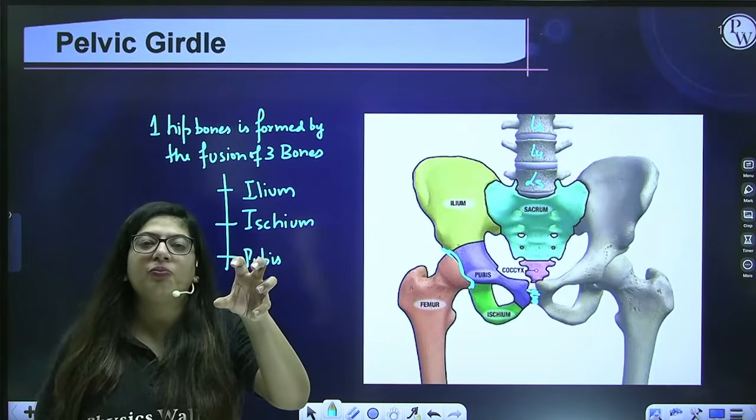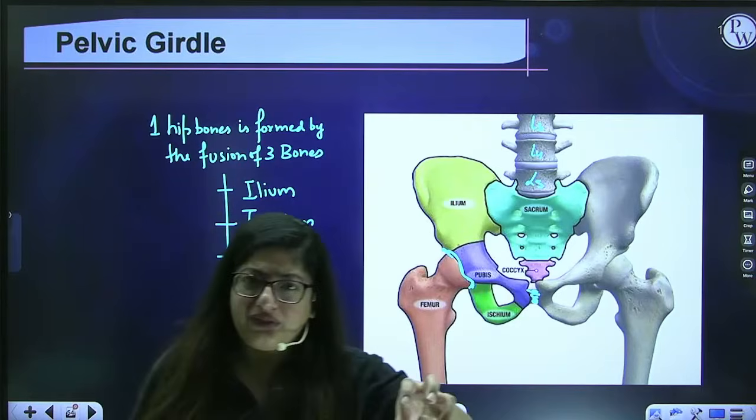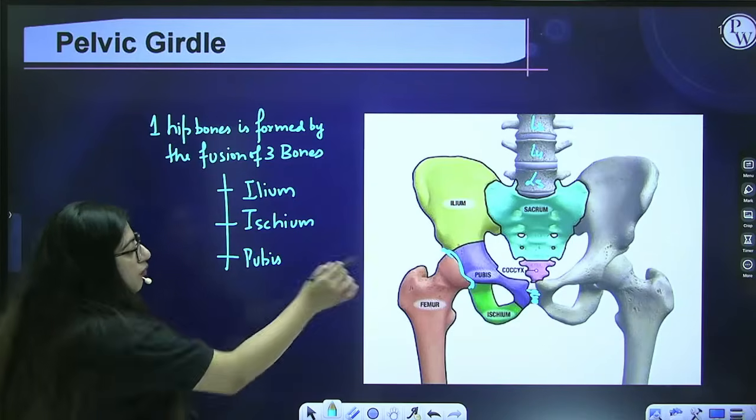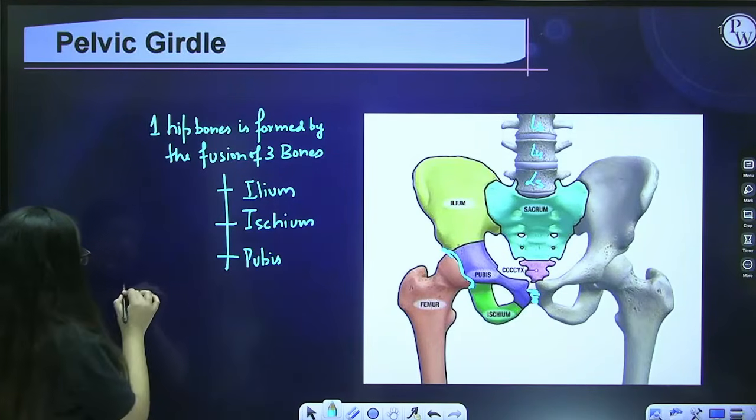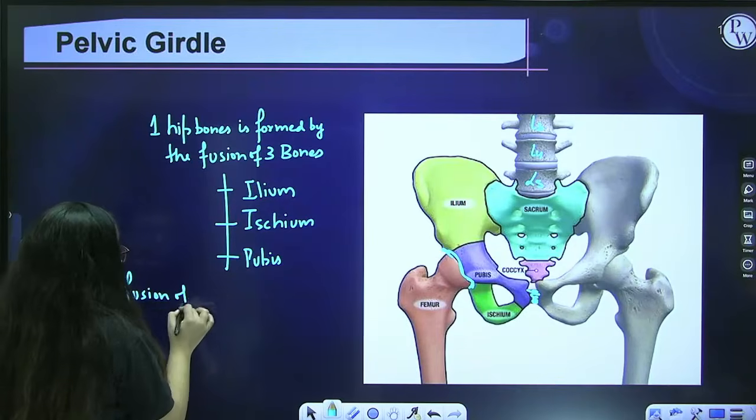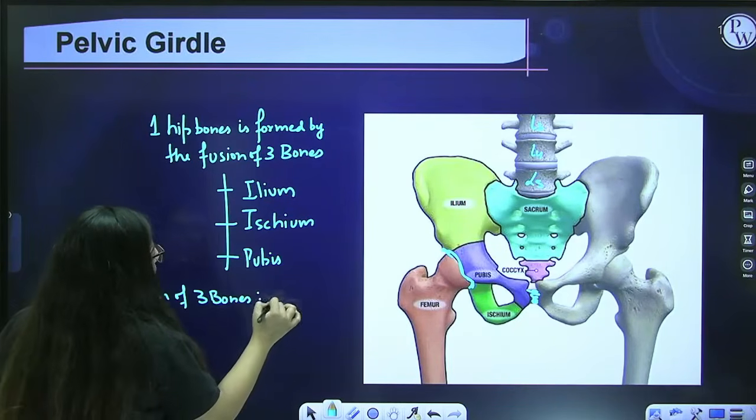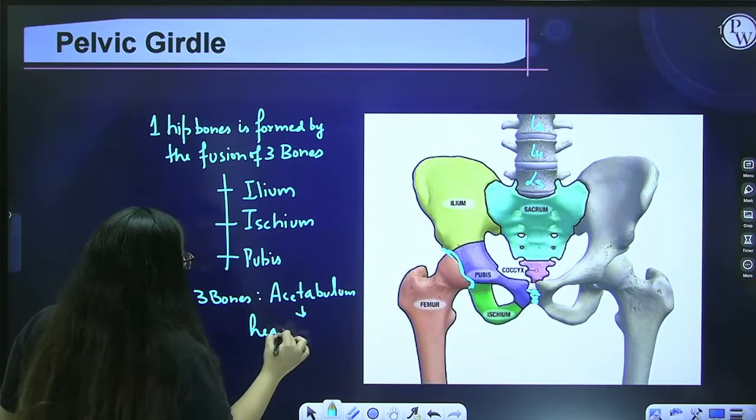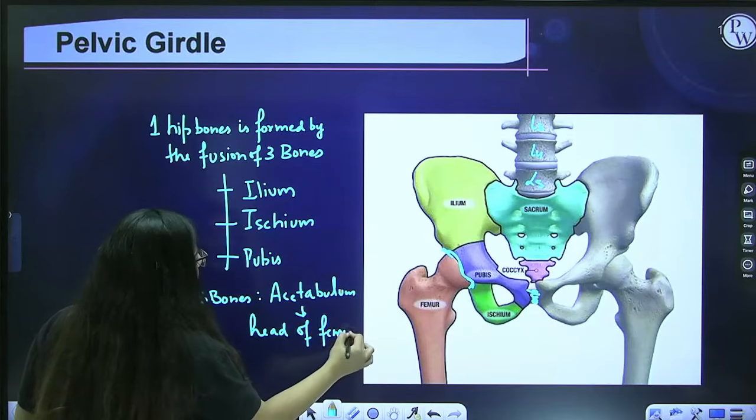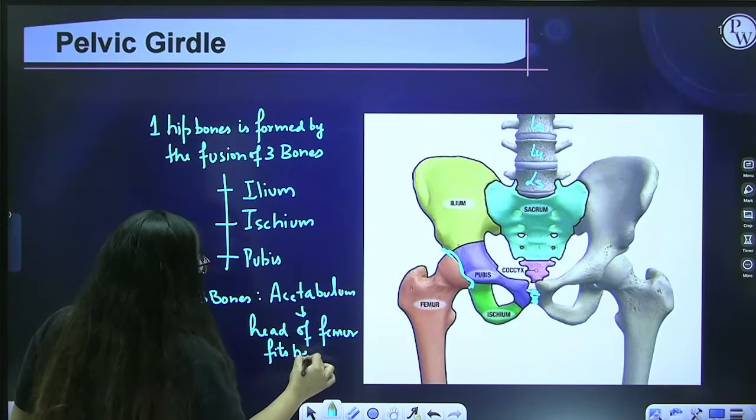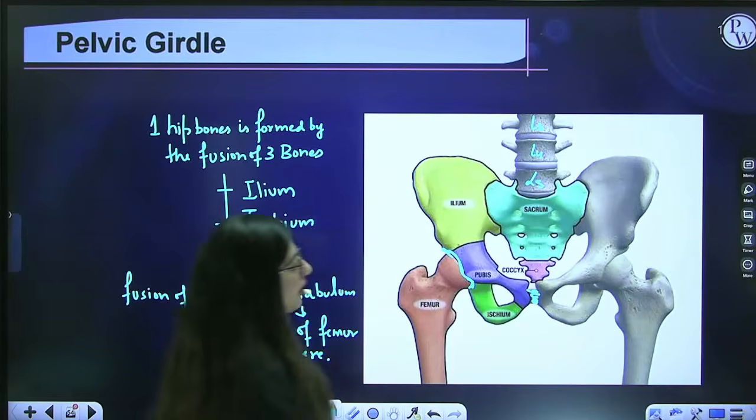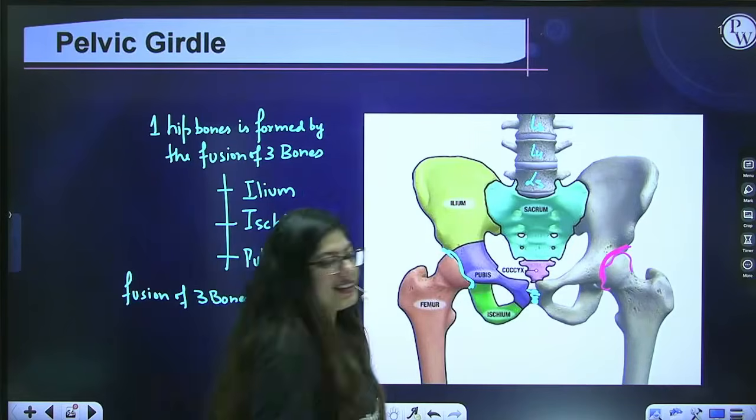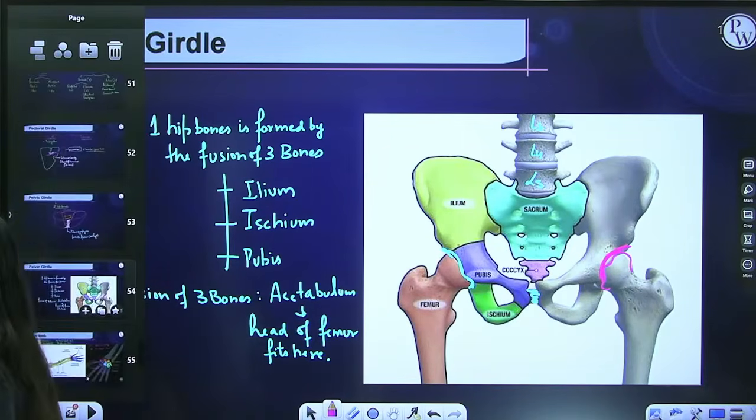It's a depression-like portion, just like the glenoid cavity. And to the glenoid cavity, the head of humerus attaches, right? So here, the fusion of three bones, there is a portion known as acetabulum. And to the acetabulum, the head of femur fits here. You can see this is the head of femur, and this depression is the acetabulum.